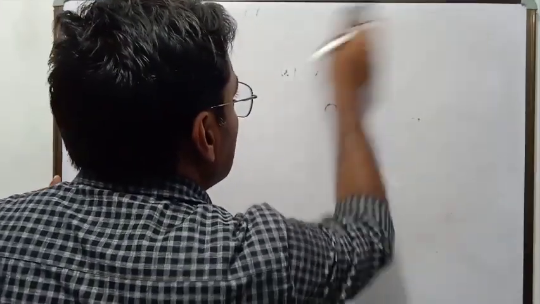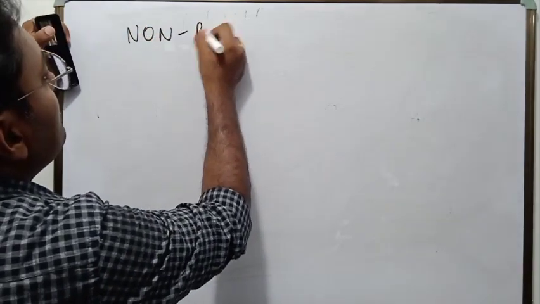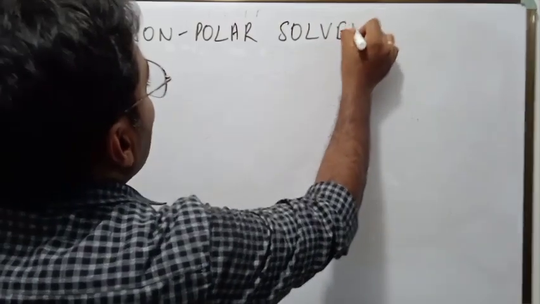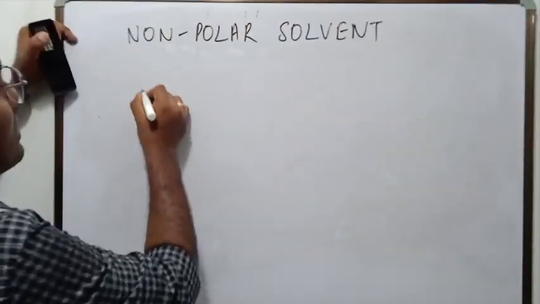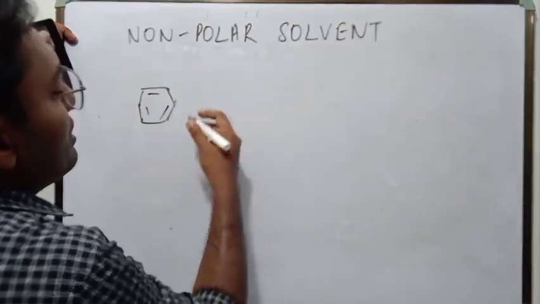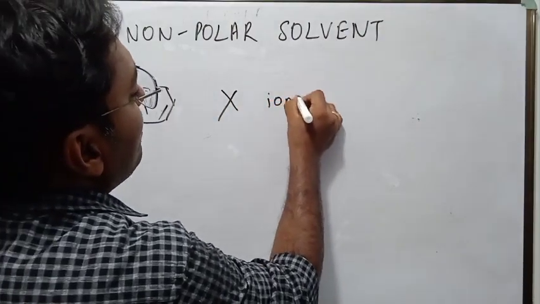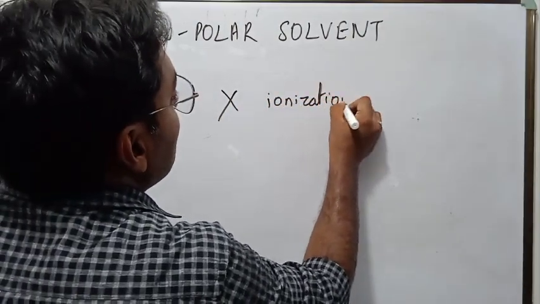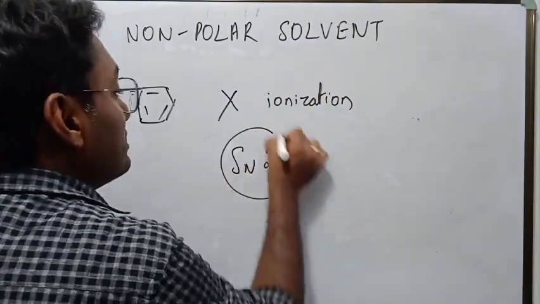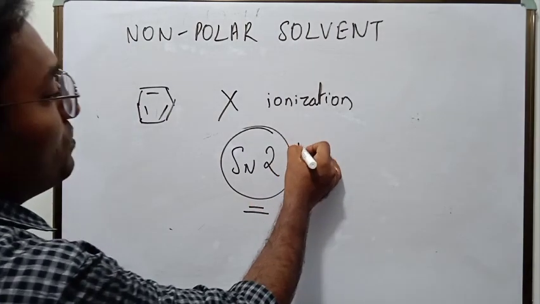Now let us come to non-polar solvents. Look at a non-polar solvent like cyclohexane or benzene. Is there any charge? There is no charge at all. So it won't promote ionization in any way. Therefore, the reaction will always proceed through the SN2 route only.